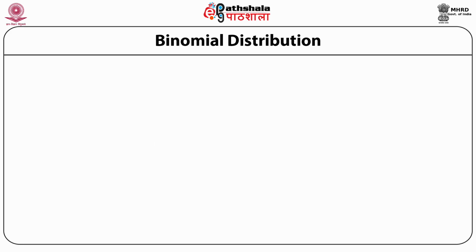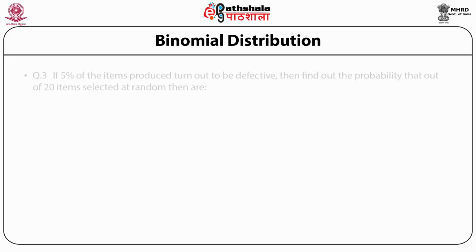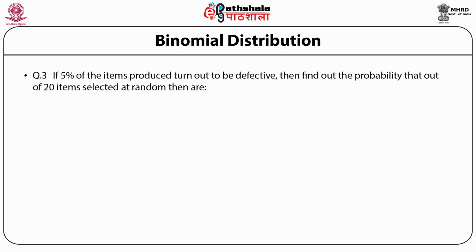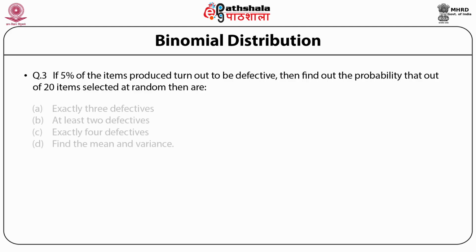Next example: if 5% of the items produced turn out to be defective, then find out the probability that out of 20 items selected at random, first, there are exactly 3 defectives, second, at least 2 defectives, third, exactly 4 defectives, and the last, find mean and variance.